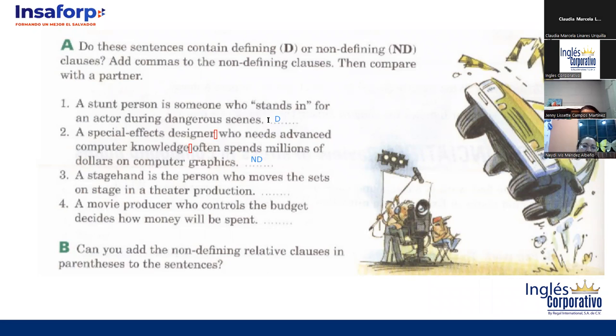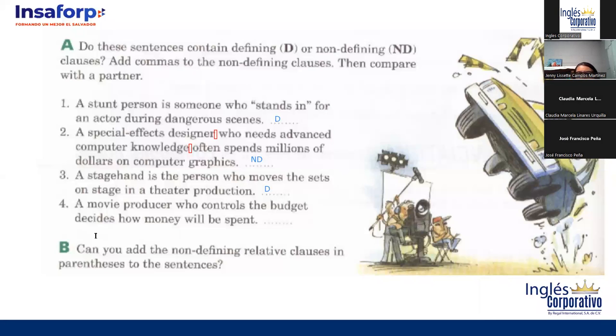Is this a defining or non-defining relative clause? It's a defining clause because it identifies and provides specific information about the noun stagehand. Okay. Very good. I think we're getting there, right? Excellent. Exactly. That's the information that I want to transmit, right? It's not extra. Okay. That's the idea. So what about number four?